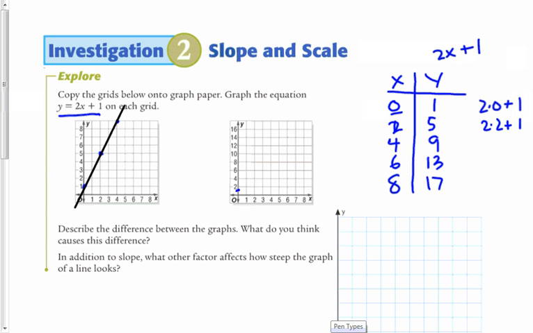Okay, now I'm going to graph those same points on the second graph, 0, 1, which would be right here. 2, 5, 4, 9, 6, 13, and 8, 17, and draw a line through those.